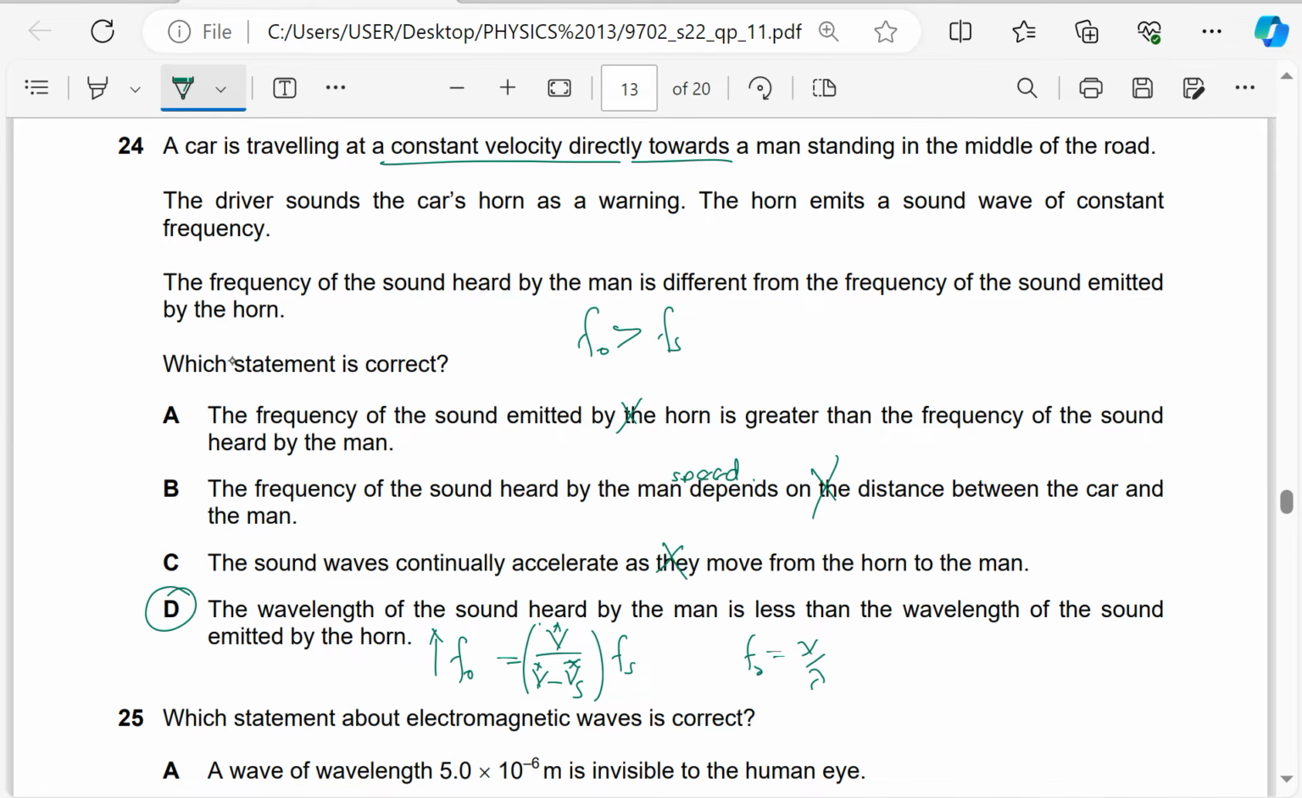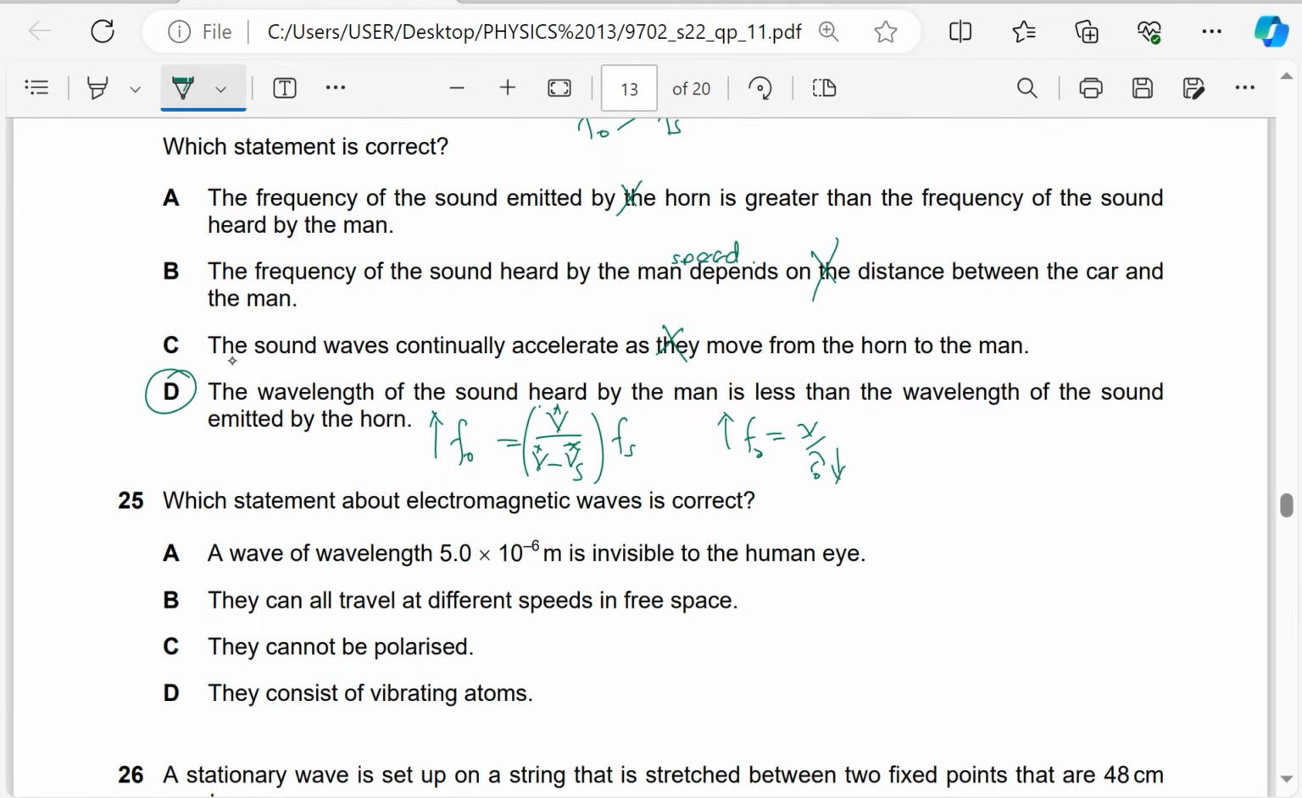Because the observed frequency is higher, it means the observed wavelength is going to be lower. So the wavelength of the sound heard by the man is less than the wavelength of the sound emitted by the horn. So the answer is going to be D.